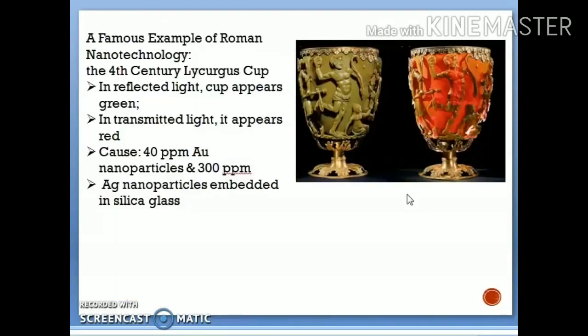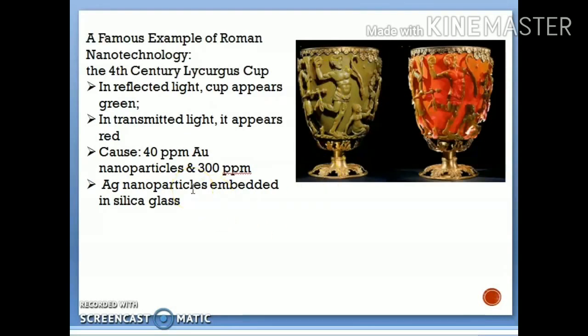If we take ancient examples of nanotechnology, nowadays we call it nanotechnology, but the ancient people were also aware of nanoparticles. A famous example is Roman nanotechnology during the 4th century, called the Lycurgus cup, as shown in the figure. In reflected light the cup appears green in color, as shown on the left hand side of this figure, and in transmitted light it appears red.